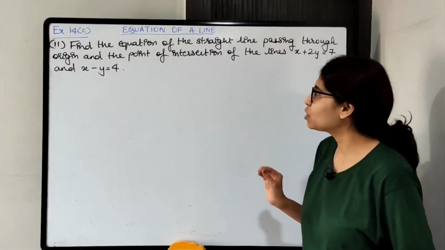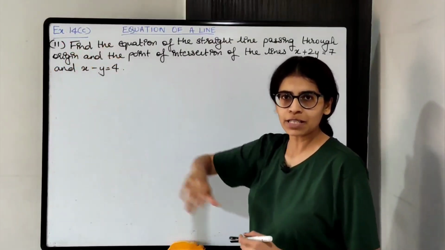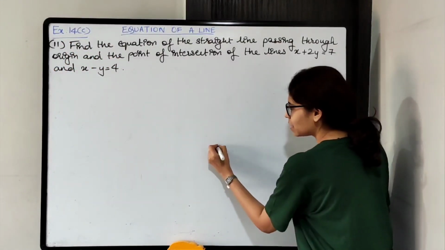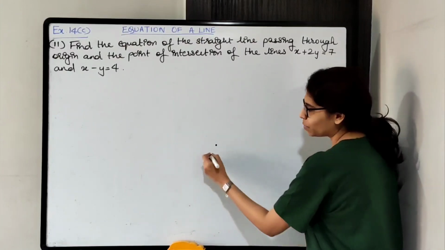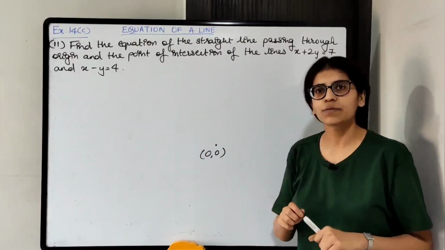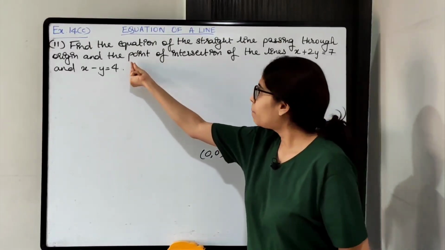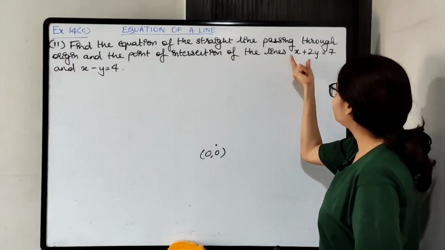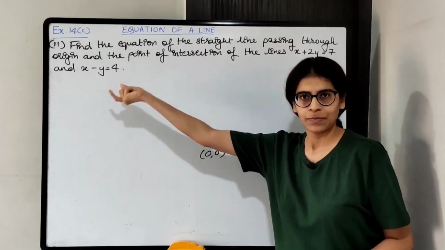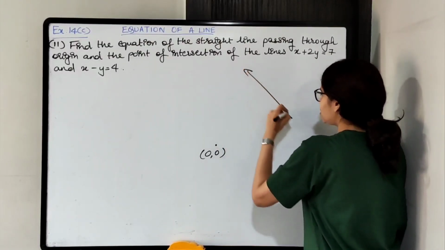We have to find the equation of a line which is passing through origin. The line is passing through origin. What are the coordinates of origin? 0, 0. So there is a line which is passing through origin and it is passing through the point of intersection of the two lines. The equations of these two lines are given. So there are two lines.